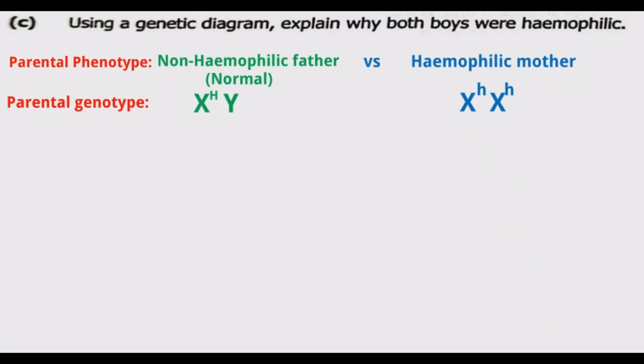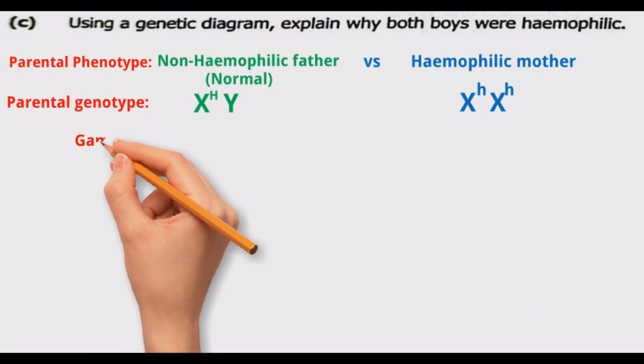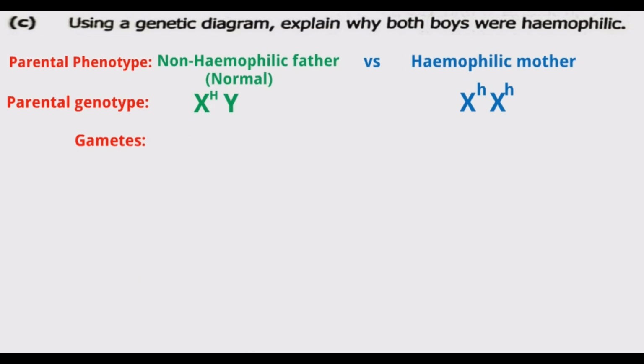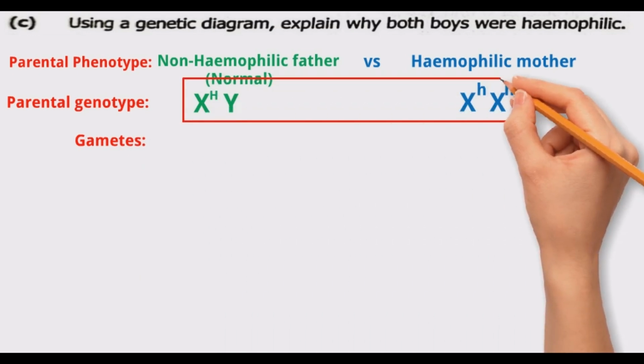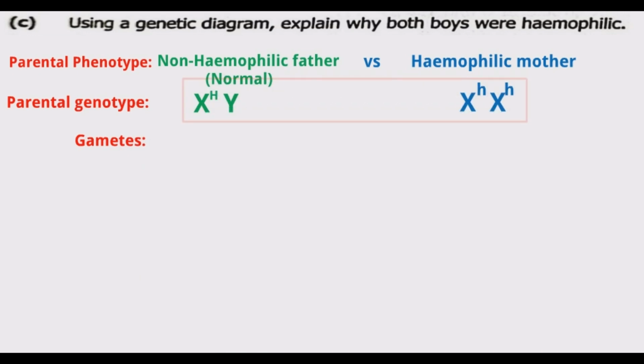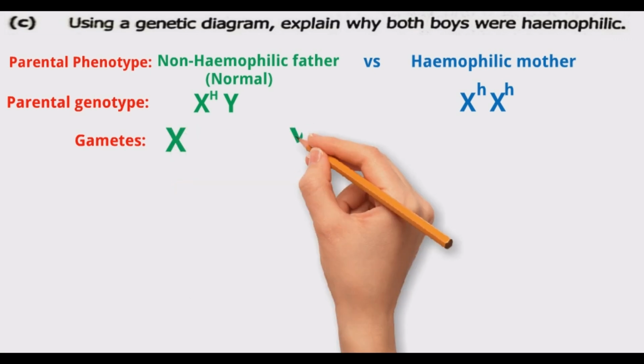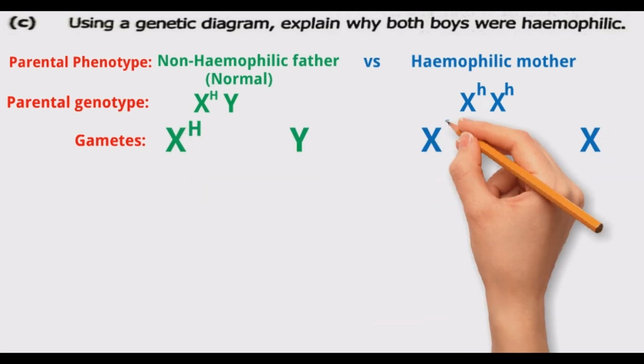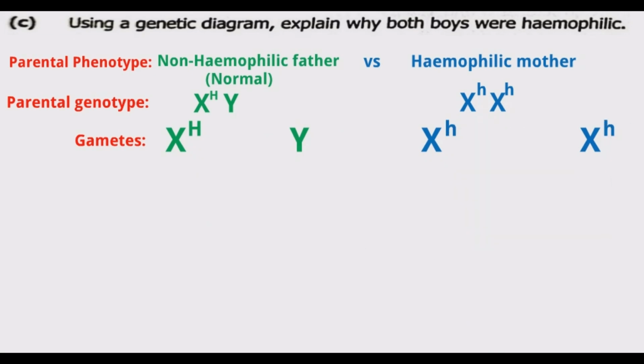Now we come to gametes. To write gametes, we just separate the parental genotype, dividing it. So for the father we're going to have XH, and we're also going to have Y. When we come to the mother, we're going to have Xh and Xh.